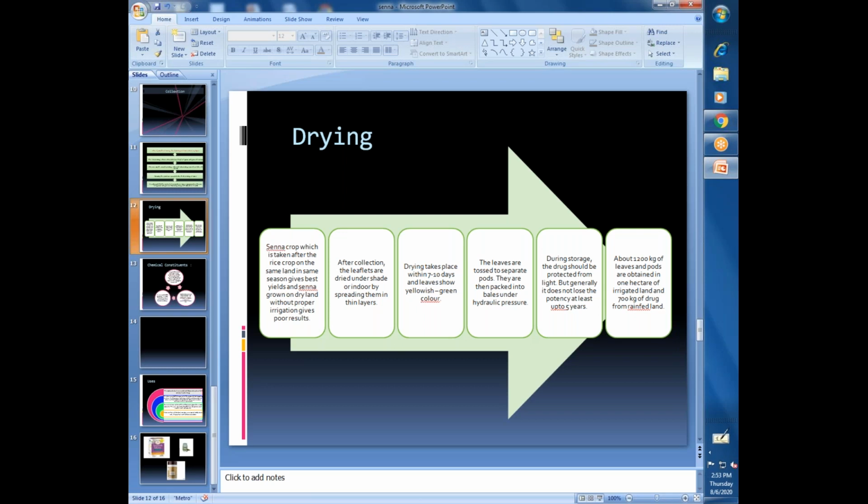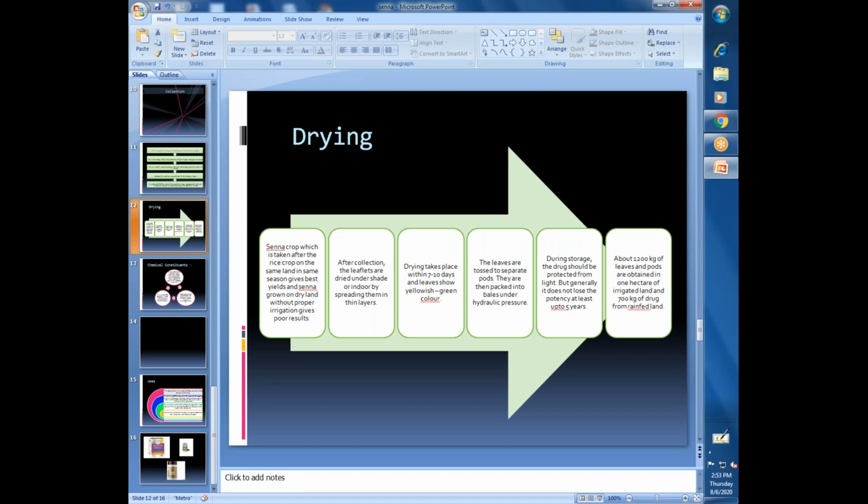After collection, the leaflets are dried under shade or indoors by spreading them in thin layers. So spread them in thin layers under the shade. So natural drying you are doing. There are two types of drying, natural and artificial. In the natural also there is shade drying and sun drying. We are doing the indoor shade drying. Drying takes place within 7 to 10 days and the leaf shows a yellowish green color.